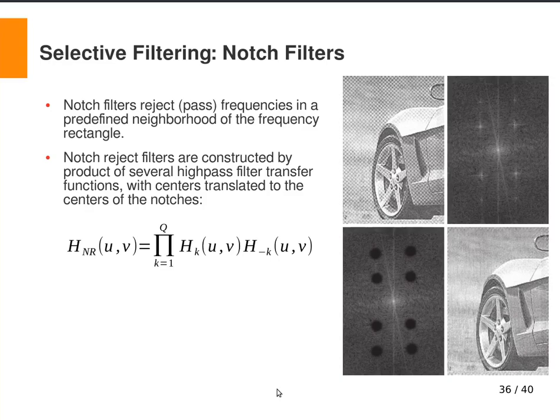in the image. Notch reject filters are usually constructed by the product of several high-pass filter transfer functions with the centers translated to the centers of the notches that we want to have. So here you see an example of a notch reject filter. This is the general formulation of the notch reject filter. As you can see, we have the product, this is the symbol that shows the product of its argument, and then we have h of k and h of negative k.